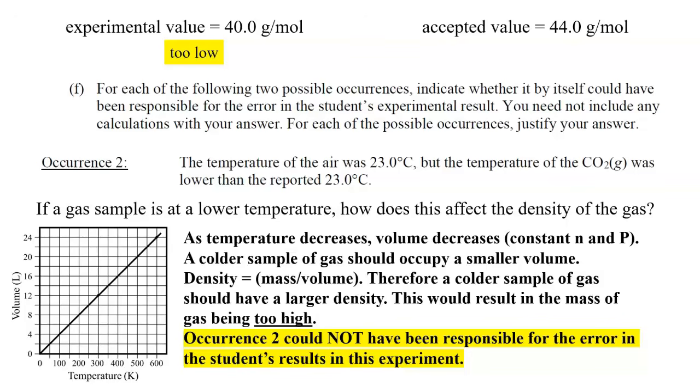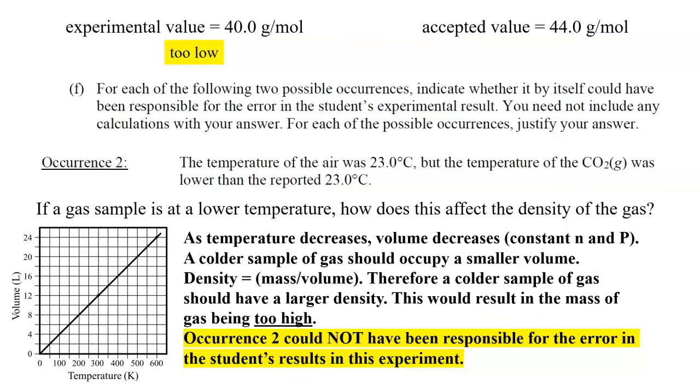So if they flushed the flask with a gas that was even more dense because of its lower temperature, that would result in the mass being too high. So a greater density because of this colder gas would only cause the mass to increase. That's not what happened in this experiment. So if that carbon dioxide had been too cold, it would have increased the density and therefore increased the mass. So occurrence number 2 could not have been responsible for the error in the student's results in this experiment.